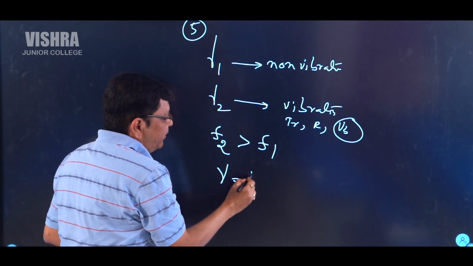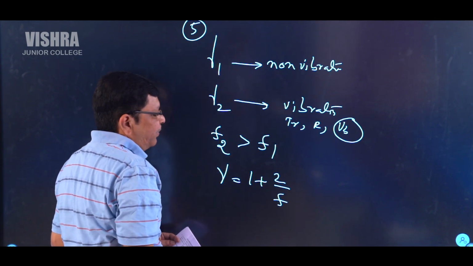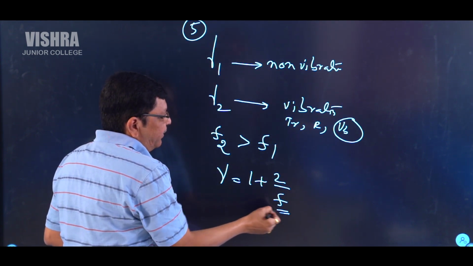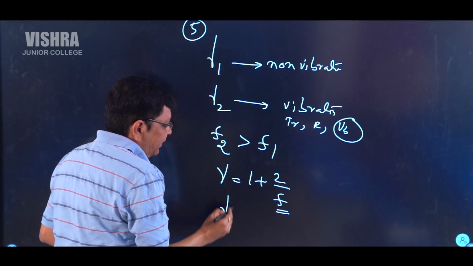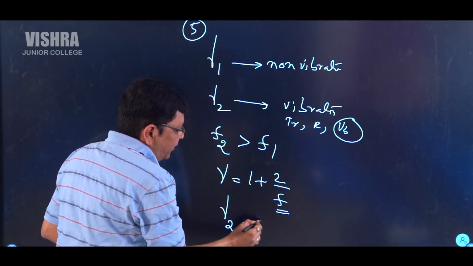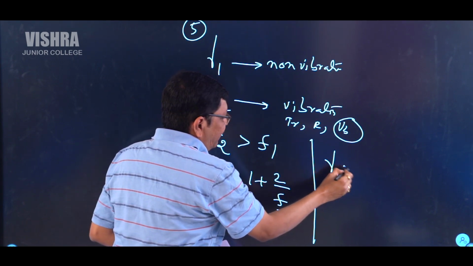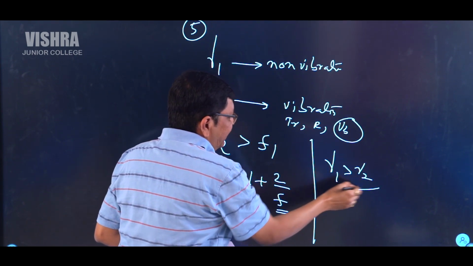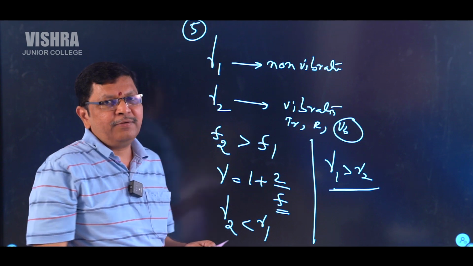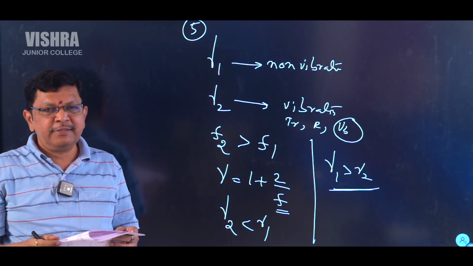Whereas the relation between gamma and the number of degrees of freedom is gamma equal to 1 plus 2 by F. When F is more in the second case, gamma will be less in the second case. So gamma 2 is less than gamma 1. We can write this as gamma 1 is greater than gamma 2. So this is about the question. And let us go to the next one.